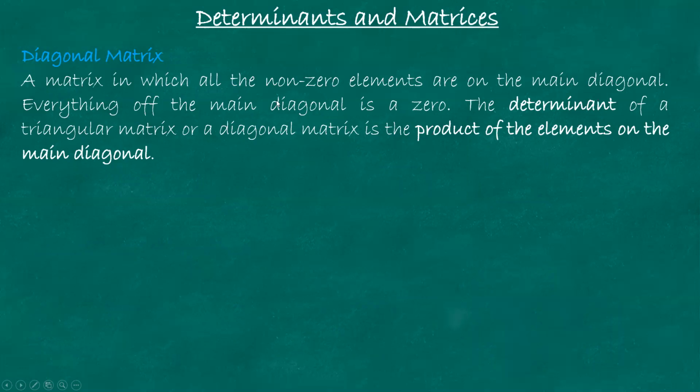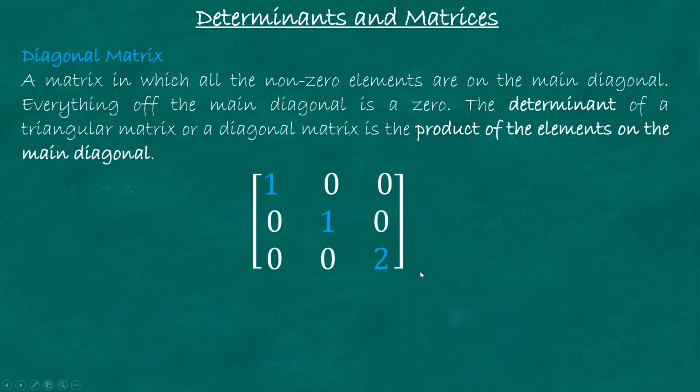Diagonal matrix, a matrix in which all the non-zero elements are on the main diagonal. Everything off the main diagonal is a 0. The determinant of a triangular matrix or a diagonal matrix is the product of the elements on the main diagonal. Kanara? 1 times 1 times 2. Mana ang determinant?